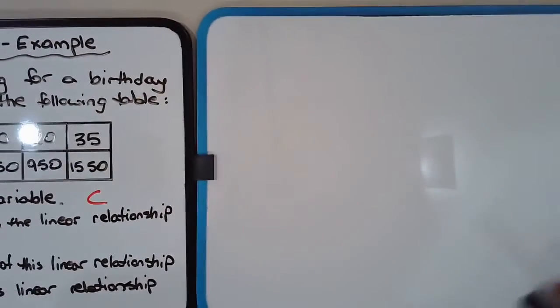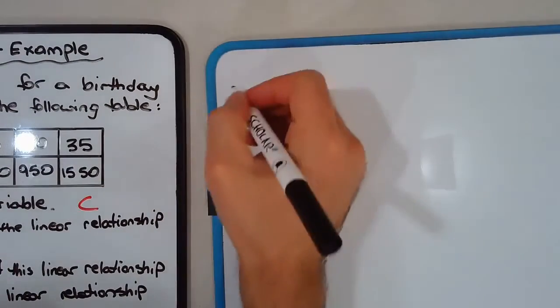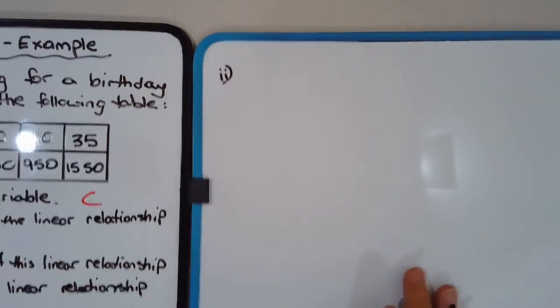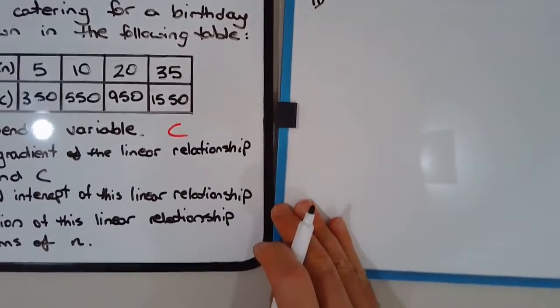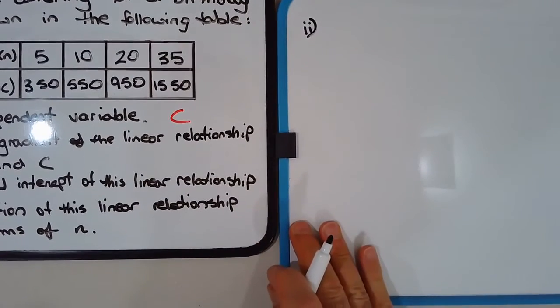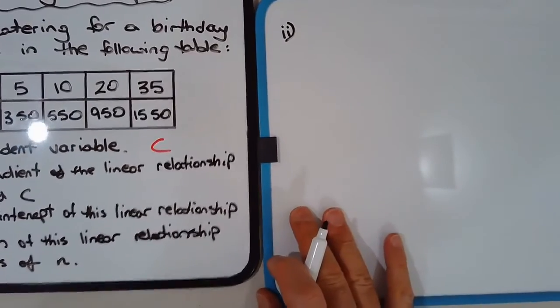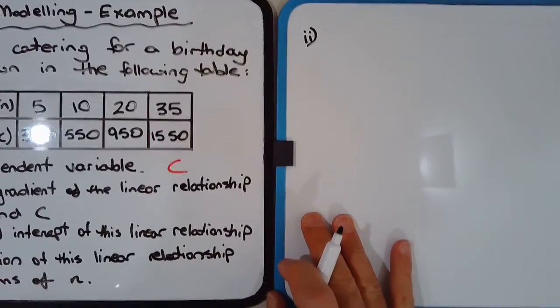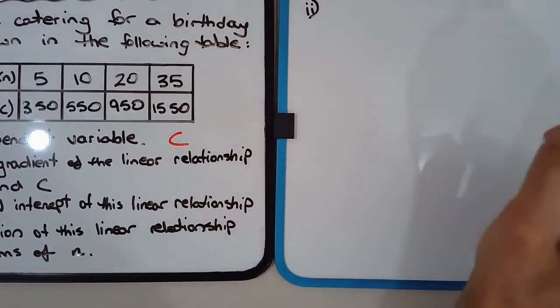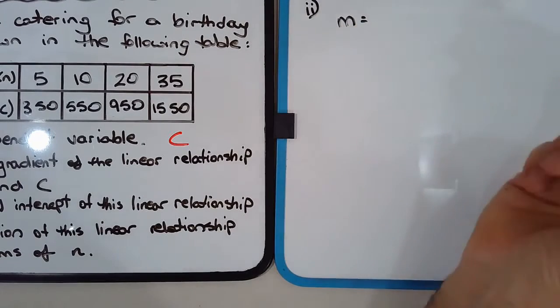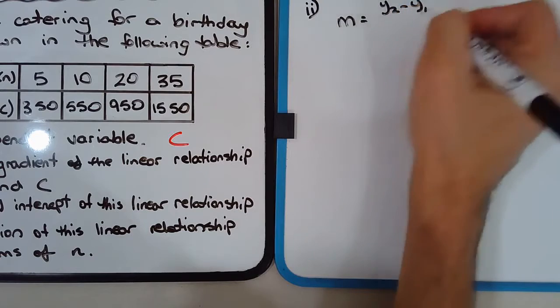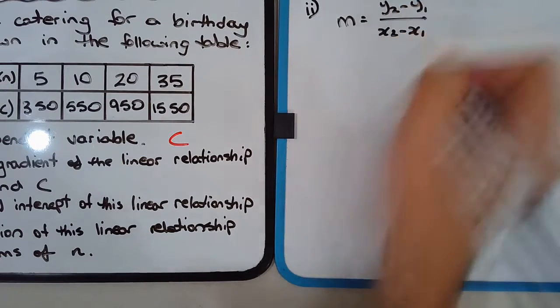So I'm just going to do the solution here on another board. So this is the solution for part 2. Now I'm going to go between the 2 boards. Sorry for the reflection of the light there. Maybe just there will be fine. So using the gradient formula, M is equal to y2 minus y1 over x2 minus x1.